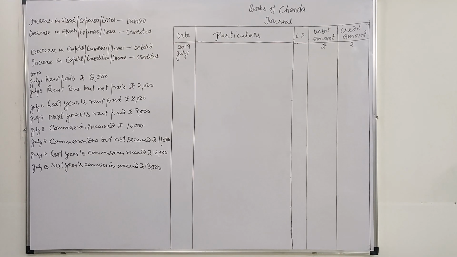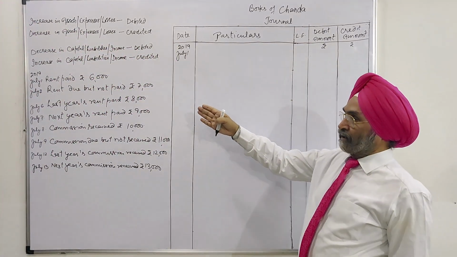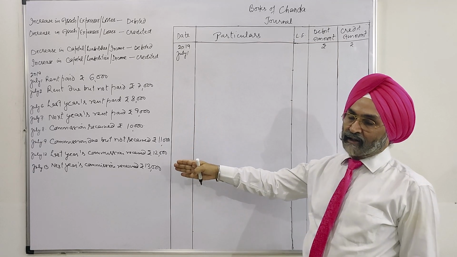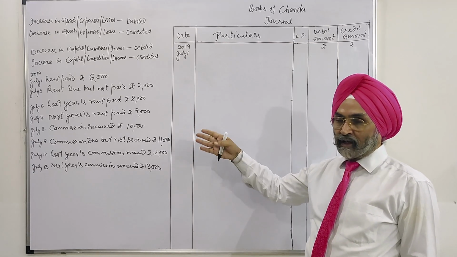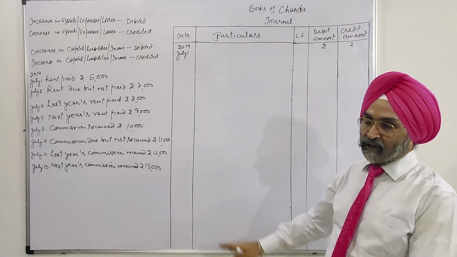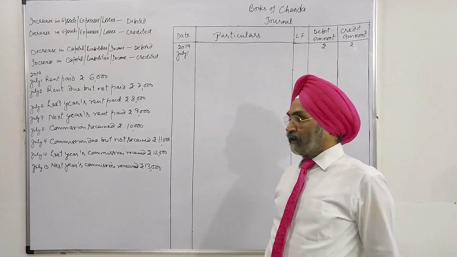Hello friends, let's start with the various transactions regarding expenses and incomes. Various options, current year, last year, next year, how these are to be treated, we are going to discuss with regard to our expenses and income.